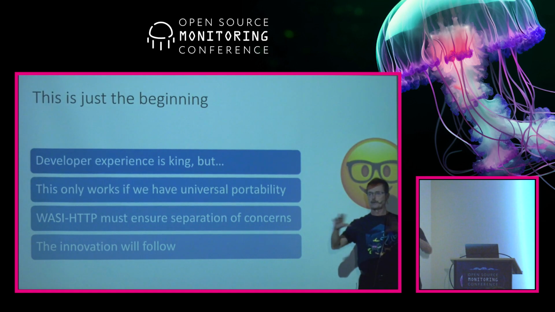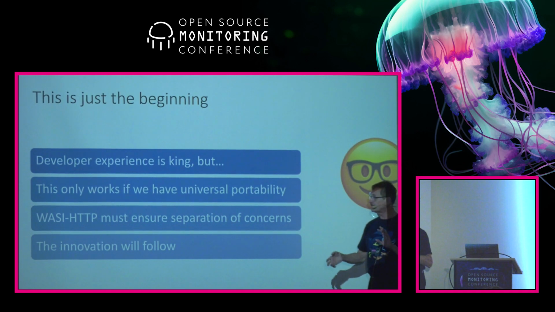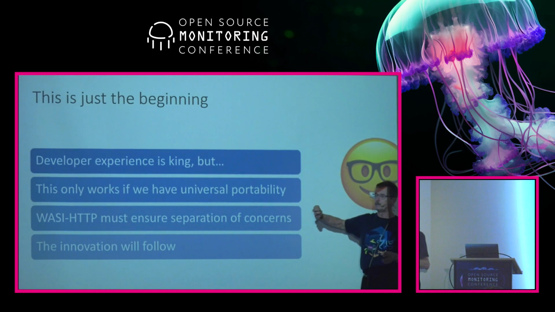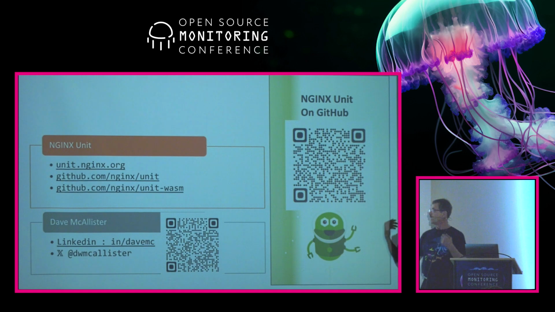So the developer experience is really important here. WebAssembly gives us the ability to use the things we want to. It only works if we do have universal portability. And so we need to separate HTTP from the Wasm runtimes so that they can be there at all times. Once we do that, we believe that innovation will follow along. And the product is on GitHub. It's open source under Apache. We'd love to have you involved, and we'd love to be able to have you give us your insights on where WebAssembly is going as well.